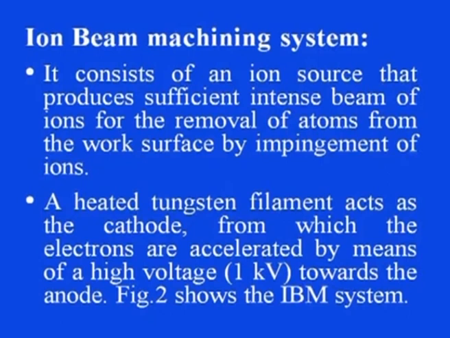Now, let us look at the ion beam machining system. The system consists of an ion source that produces a sufficiently intense beam of ions for removal of atoms from the work surface by impingement of ions. A heated tungsten filament acts as the cathode from which the electrons are accelerated by means of a high voltage, which is around 1 kilovolt, towards the anode.